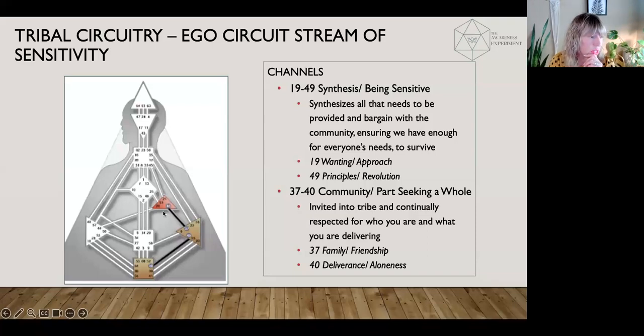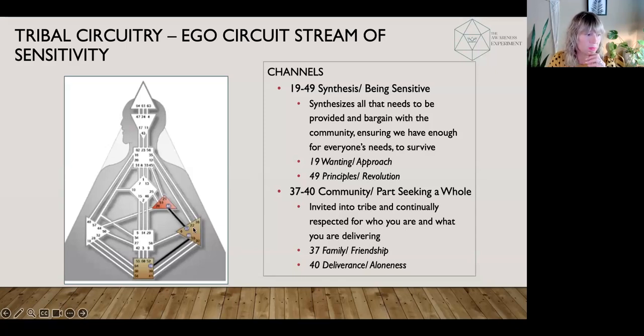So the 3740 is from solar plexus to ego. This is the channel of community, or a design of a part seeking a whole. And again, these are both projected channels. So you have to be invited to share your principles, invited to synthesize, or at least to support the tribe with the synthesis that you have.